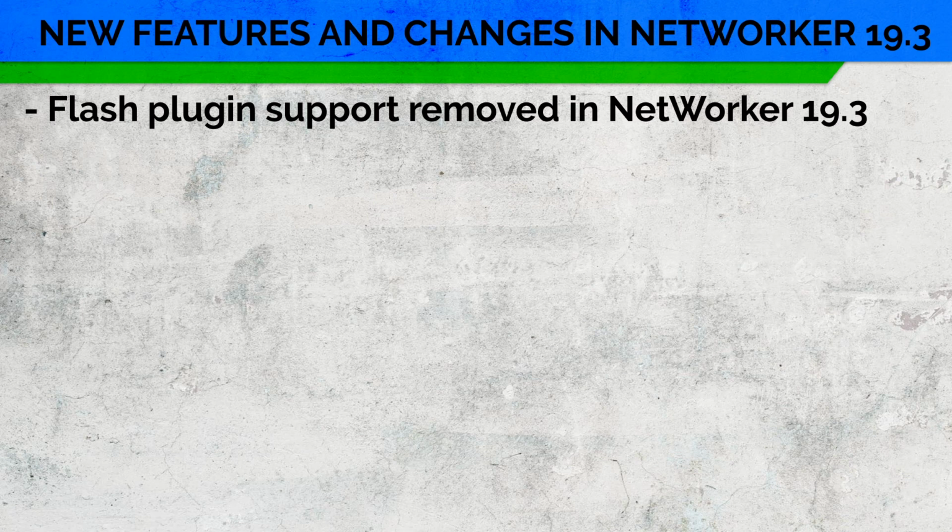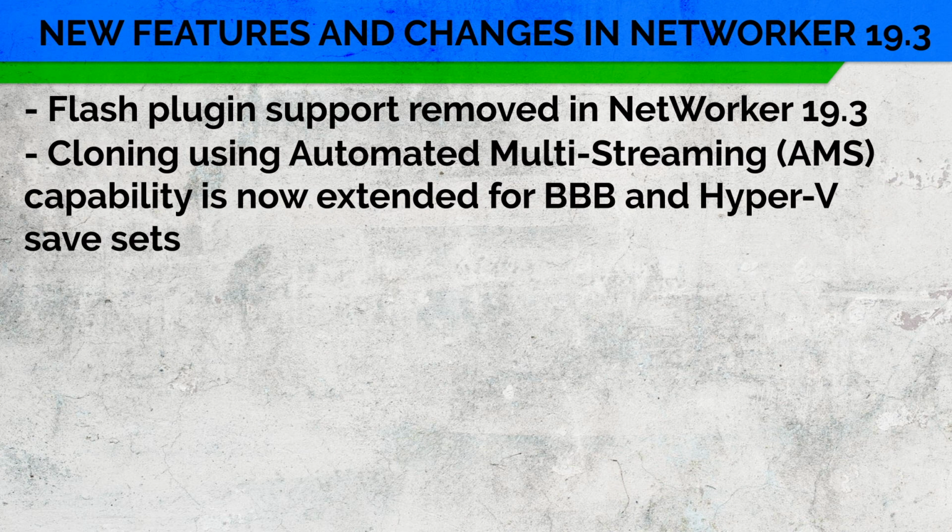Flash plugin support has been removed in NetWorker 19.3. So 19.3 onwards does not support the Flash plugin for vCenter. Only HTML5 plugins are supported going forward. Cloning using multi-streaming capacity is now extended for block-based backup and for Hyper-V save sets as well. Both Hyper-V and VMware are block-based backups as well, for your information there.